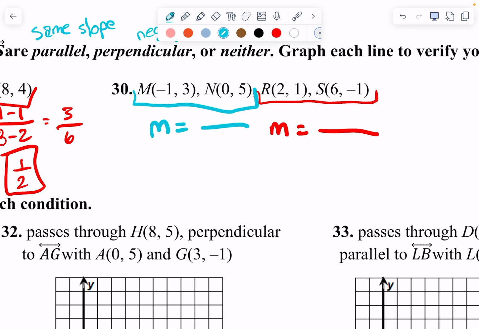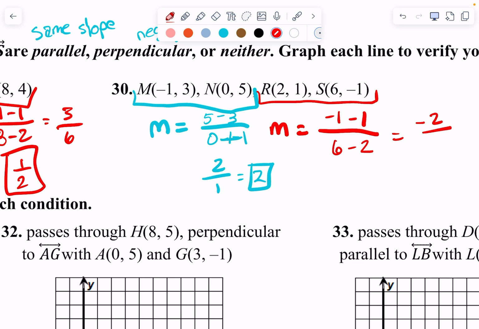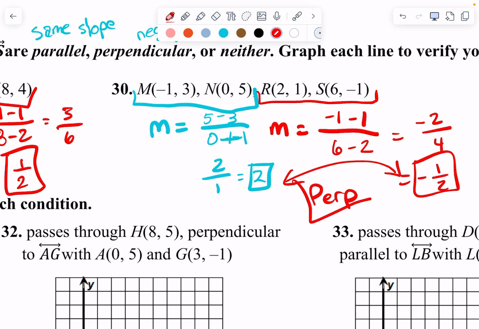Okay, ready? 5 minus 3 over 0 minus negative 1, or plus 1, right? 5 minus 3 is 2 over 1, so 2 is your slope. Okay? Second one? Negative 1 minus 1 over 6 minus 2, so negative 2 over 4, which is negative 1/2. Those are, in fact, negative reciprocals, so they are perpendicular.